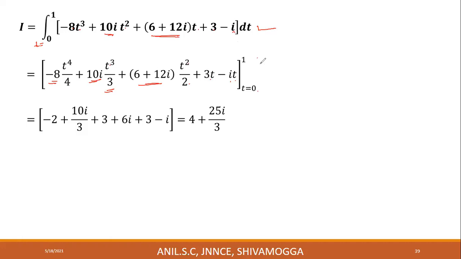Upper limit is 1 and lower limit is 0. You need not apply the lower limit, because when t is equal to 0 you get 0. You just apply t is equal to 1. Minus 8 by 4 is minus 2, and 1 power 4 is 1. Plus 10i divided by 3 into 1 cube is 1. 6 plus 12i divided by 2 is 3 plus 6i: 6 by 2 is 3, 12i by 2 is 6i. And 1 square is 1. 3 into 1 is 3. Minus i into 1 is minus i. The rest is very simple.